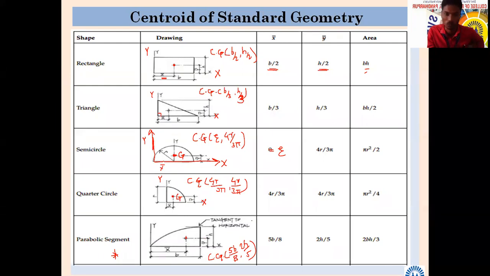I suggest you can go for homework, provided the figure is not in the standard position, if it is rotated. If it is rotated, we should be able to find the distance of the centroid from the x-axis or y-axis as well. That is the most important thing.